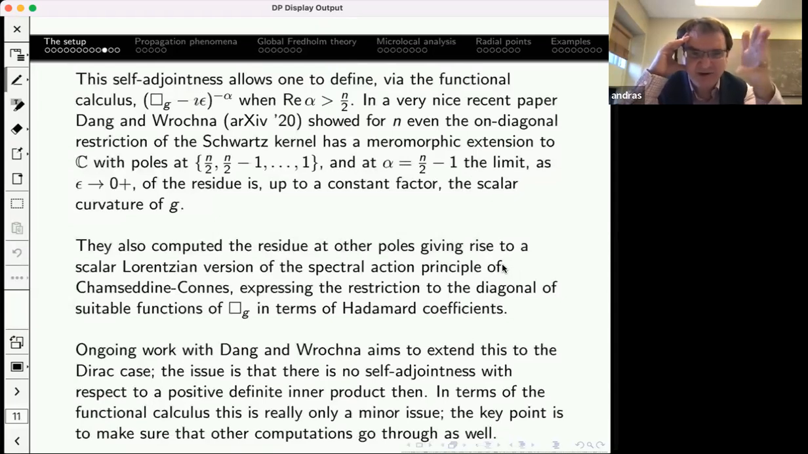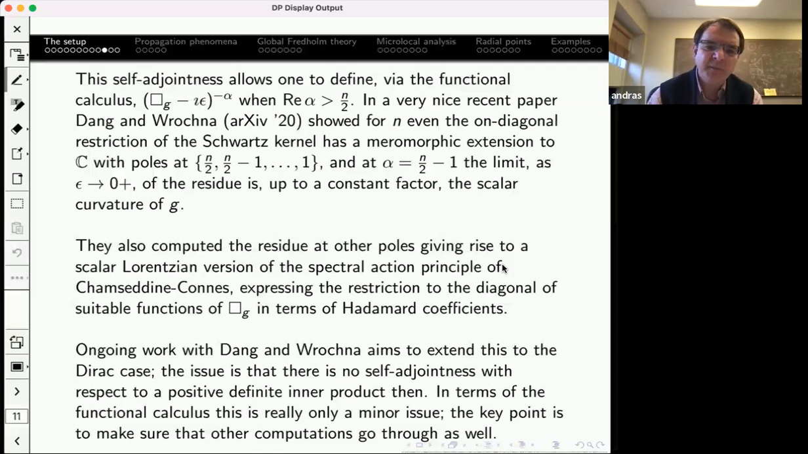And more generally, not just for this real part alpha bigger than n over 2, but when you have this extra restriction, real part alpha bigger than n over 2, then moreover you can take the integral kernel, the Schwartz kernel of this operator, and restrict it to the diagonal. And what Viet Dang and Michal Wrochna showed, I think it's been published since then, but they haven't updated the reference, is that for even dimensions, this restriction to the diagonal has a meromorphic extension to the complex plane with poles at certain places. And at n over 2 minus 1, the limit as epsilon goes to 0 of the residue is, up to a constant factor, the scalar curvature of the Lorentzian metric g. They also computed the residue at other poles.